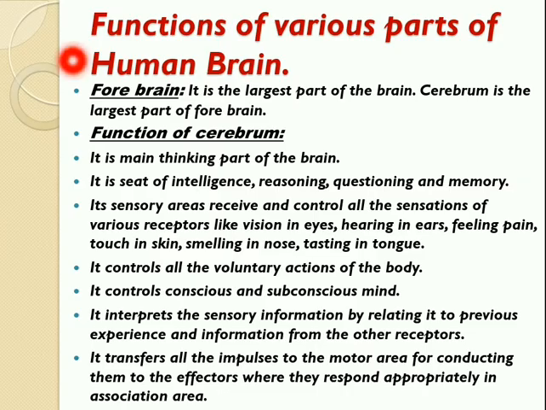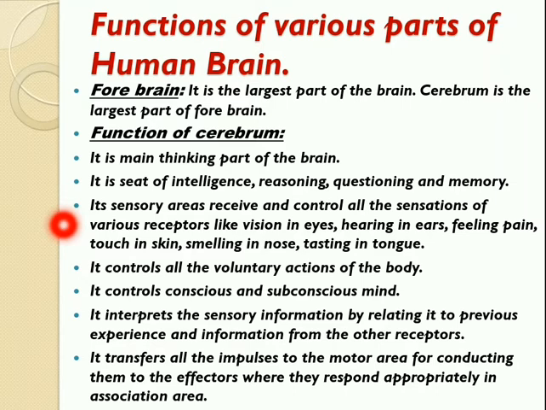Let us study about the functions of the various parts of the human brain. Forebrain is the largest part of the brain. Cerebrum is the largest part of forebrain. Now let us see various functions of cerebrum. It is the main thinking part of the brain. Whatever you think is controlled by cerebrum. It is the seat of intelligence, reasoning, questioning, and memory. Whatever you learn, remember, question, reason, and your intelligence, all is controlled by this cerebrum part.